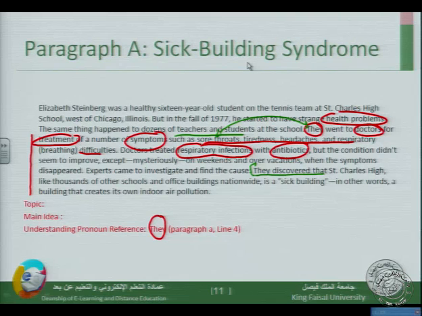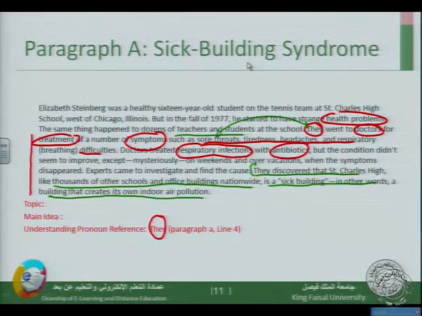You can identify, like, they discovered that St. Charles High, like thousands of other schools and office buildings nationwide, is a sealed building. In other words, a building that creates its own indoor air pollution. If I ask you now, what does sick building mean, what should you do? You should do the following. You should say, we have a hyphen, we have "in other words", and then a building that creates its own indoor air pollution means sick building. Did you understand how to get the meaning from the context? How to get the main idea, how to get the topic? It's very easy, I guess, or it's getting easy.